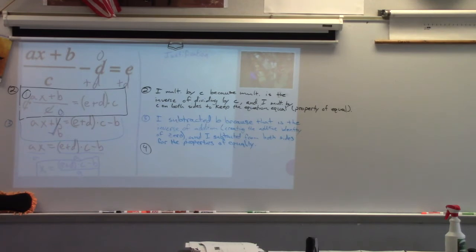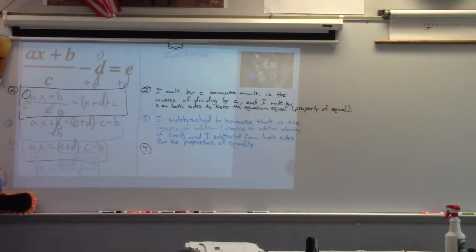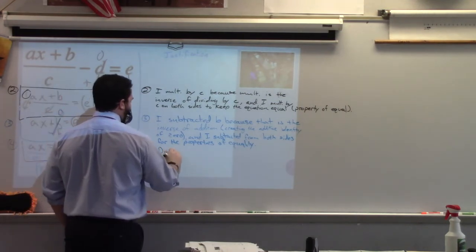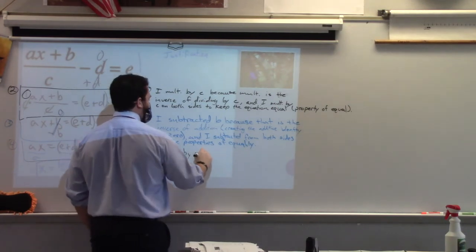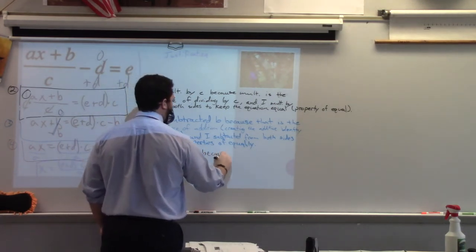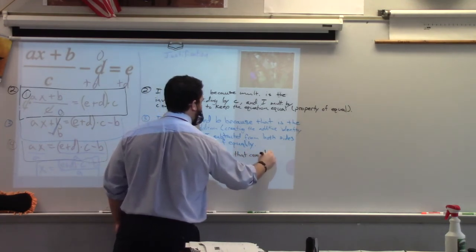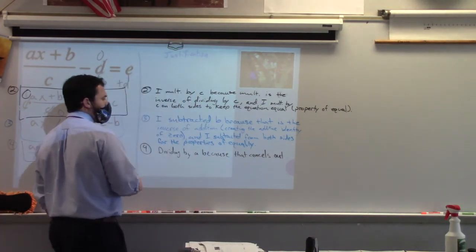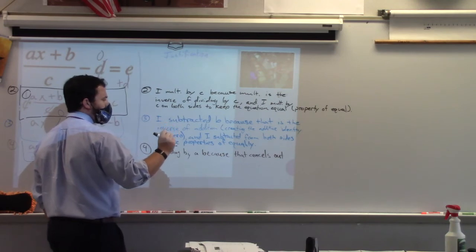Alright, Peyton, what was the last thing we had to do here in this step? I divided both sides by A because I had to use the inverse to cancel it out. So dividing by A cancels out the A.